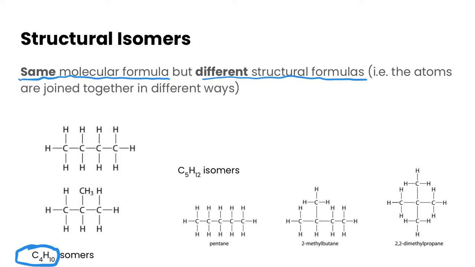We have, for example, all 4 carbons joined in a straight line, or we have 3 carbons along with a methyl group attached. So if you were to count up the number of carbons and hydrogens, they're both equal to C4H10, but they do have different arrangements of atoms joined together.